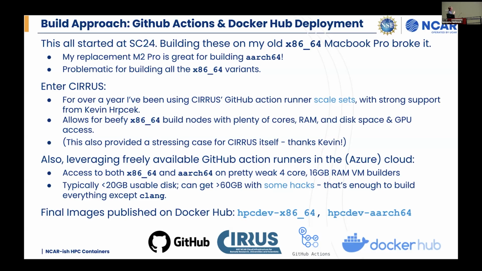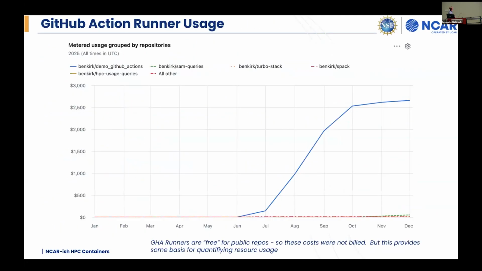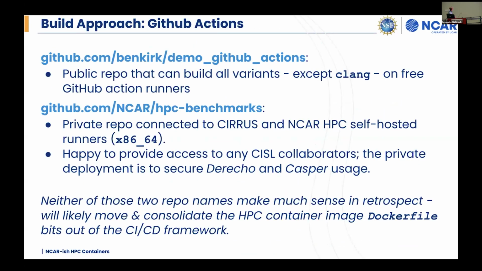So when that's all done, they're published to Docker Hub. I tag them by CPU architecture, just so there's no confusion. But that's all implemented in some GitHub Actions that sit on top of 2 different repos. One of those is public, so I can take advantage of these free GitHub Action runners. The other is private because it touches Derecho and Casper with some self-hosted runners.